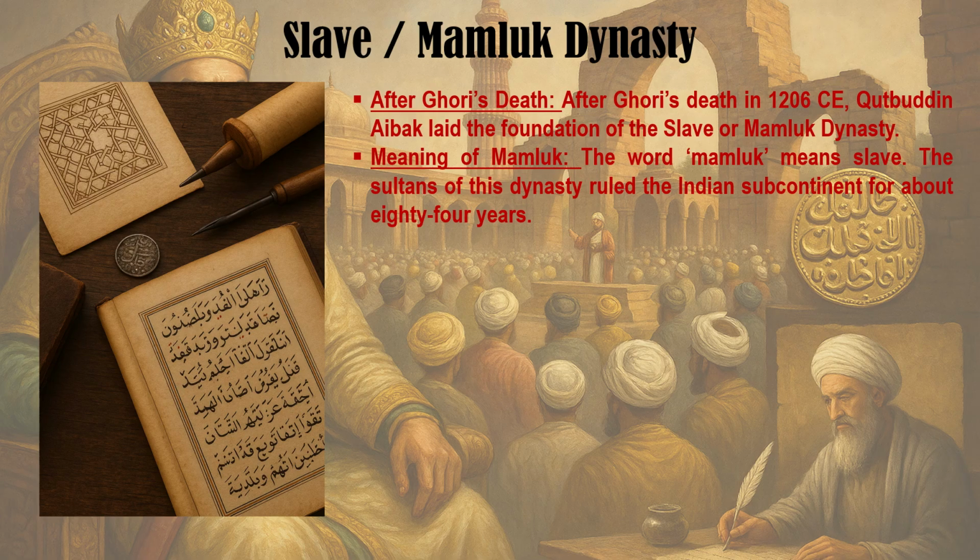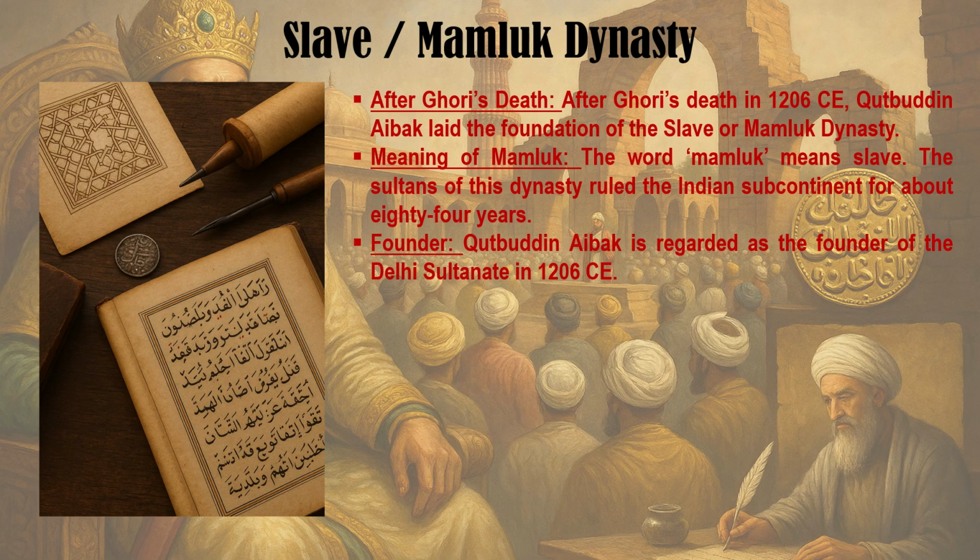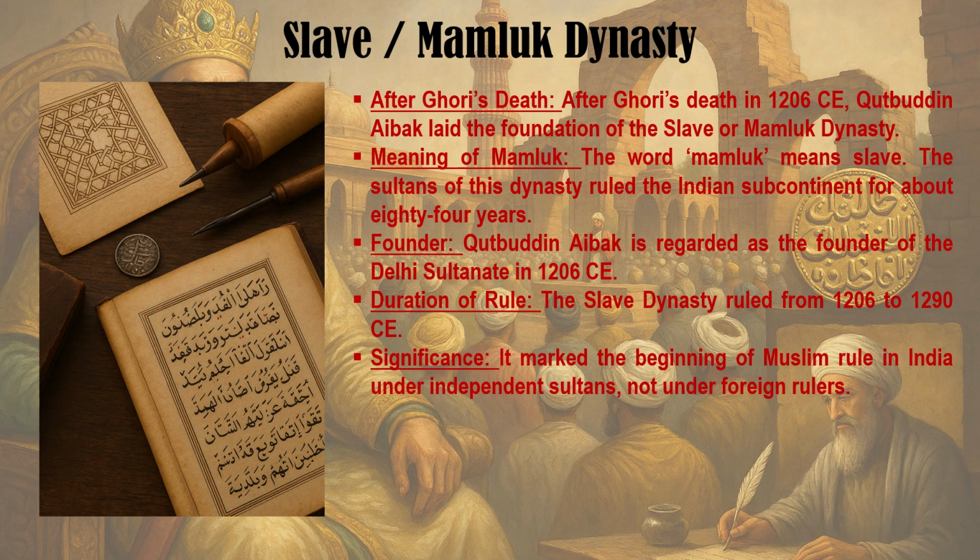The slave dynasty is called the Mamluk dynasty because the word Mamluk literally means slave. They ruled the continent for over 84 years. Qutbuddin Aibak was regarded as the founder of the Delhi Sultanate because it was from his time that independent Islamic rule in India began, and that began from 1206 CE. The slave dynasty ruled from 1206 to 1290 CE. So for about 84 years, the slave dynasty ruled over the northern part of the Indian subcontinent.